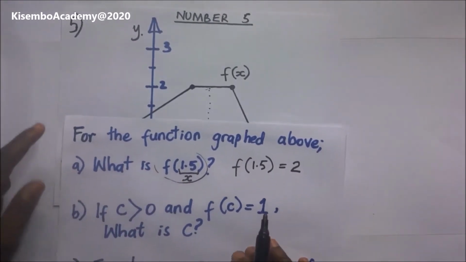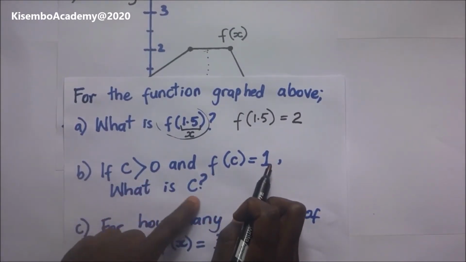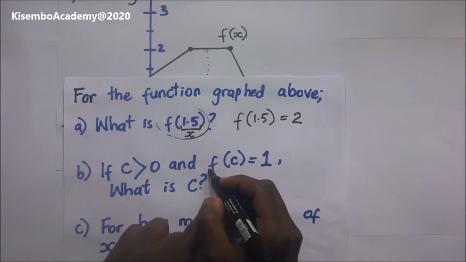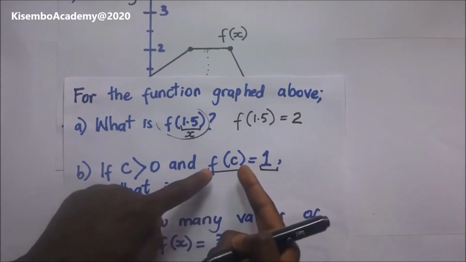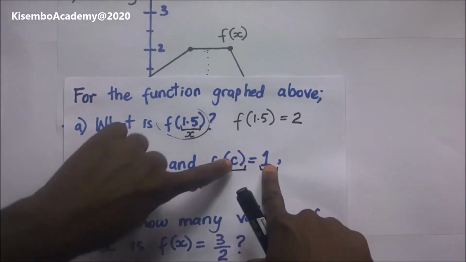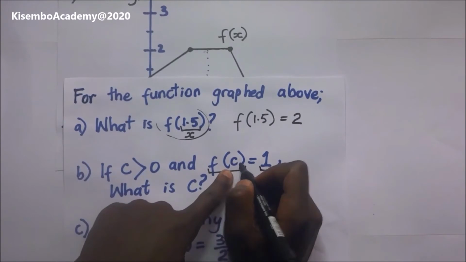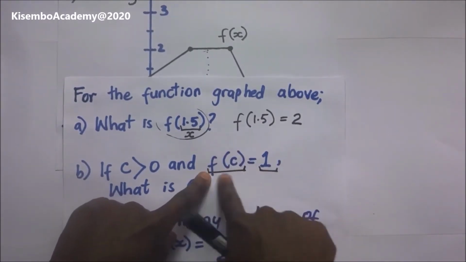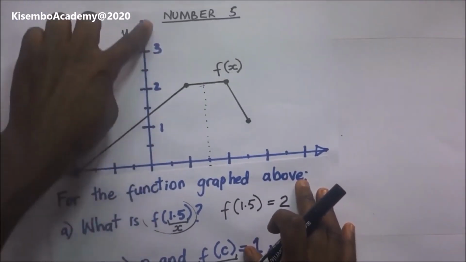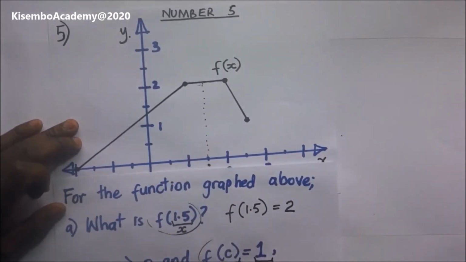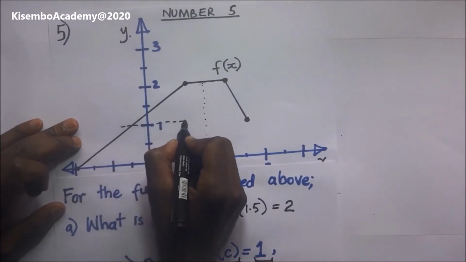So that's part A. Part B, we are being told that if c is greater than 0 and f of c is equal to 1, what is c? So what is c when the value of the function is equal to 1? In other words, when the value of y is 1, what is the value of x? Because in the brackets here is the variable, and our value of x in this case is c. So we look for f of c, or the value of y, when it is 1. When our value of y is 1, or our f of c is 1, is this line. This is the line where it is 1.